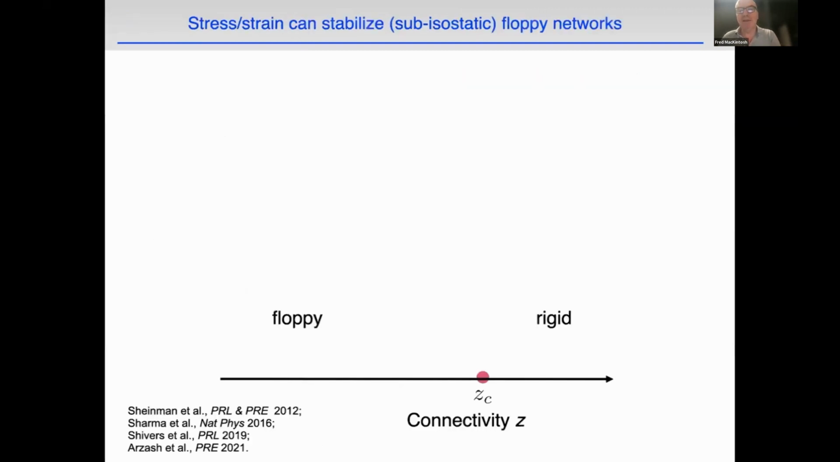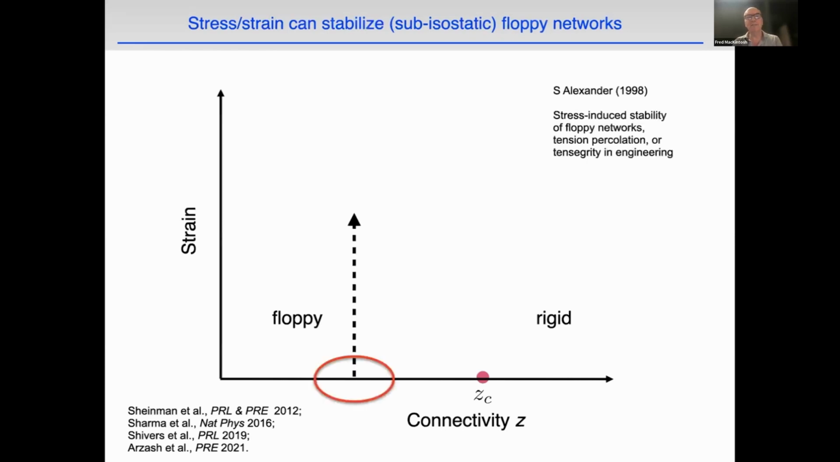Okay, so let's think about the implications for this. So I'm plotting here the rigid phase on the right of this transition point, the isostatic point, floppy on the left, but I want to strain these systems. And this can be bulk strain, it could be shear strain, could be uniaxial strain. Shear strain is, I would say, the important one for comparing with most experiments. But why would that result in stabilizing systems? That's what I'm going to argue. Well, this idea has been around for some time, going back even to some of the flexible polymer literature about stress stabilized systems. It also relates a little bit to engineering notions of tensegrity, et cetera.